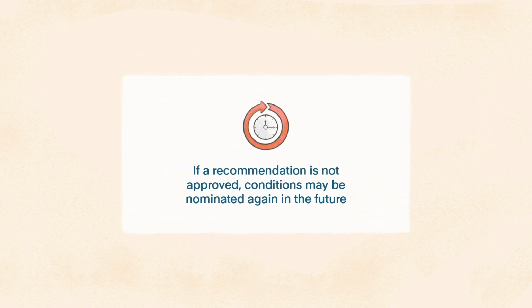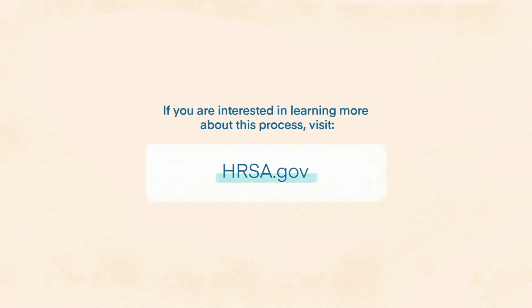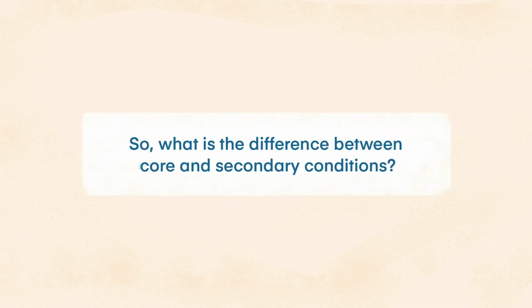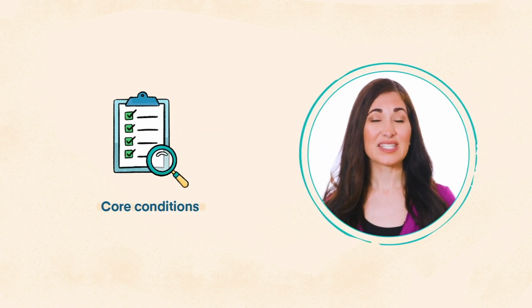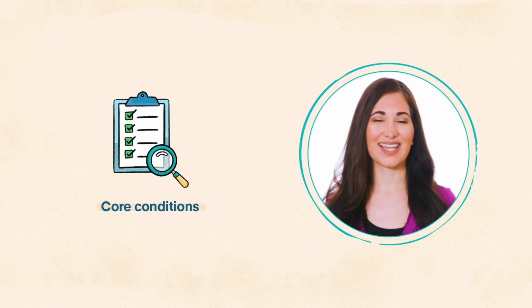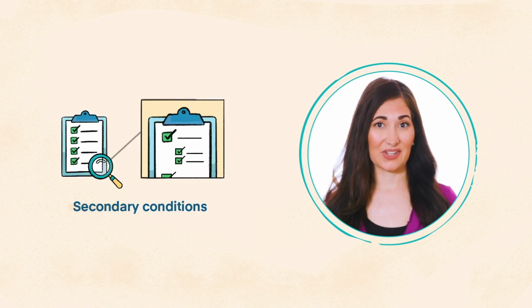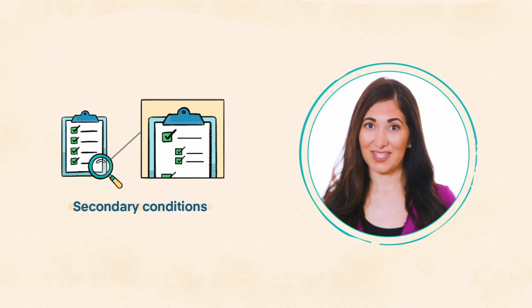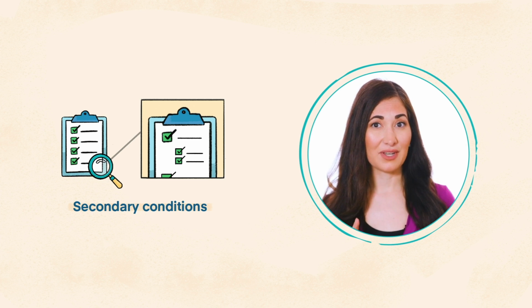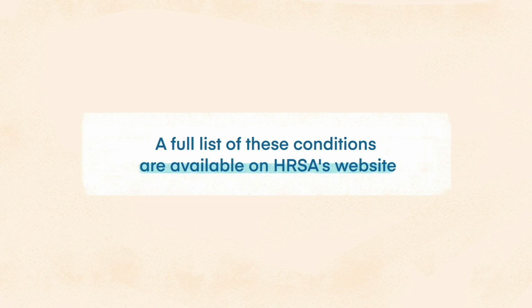If a recommendation is not approved, or if a condition is not recommended to move forward for an evidence review or be added to the RUSP, conditions may be nominated again in the future. If you're interested in learning more about this process, please visit the website on your screen. So what is the difference between core and secondary conditions? Core conditions are conditions that newborn screening methods are specifically designed to identify. Secondary conditions are conditions that may be identified during screening for core conditions but are not the target of the screen. A full list of these conditions are available on HRSA's website.